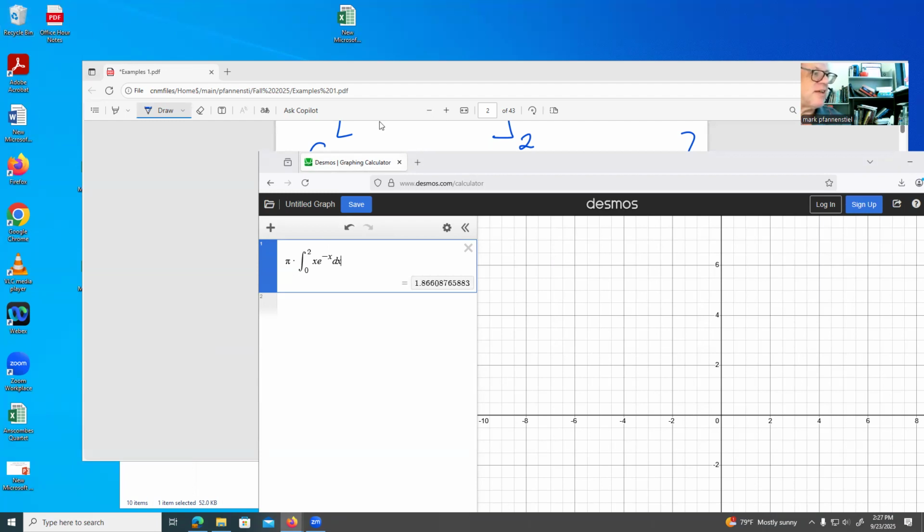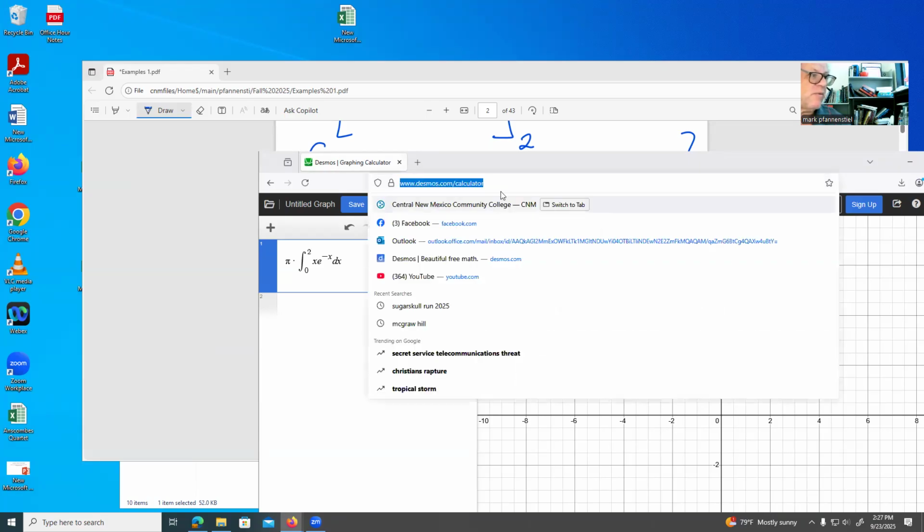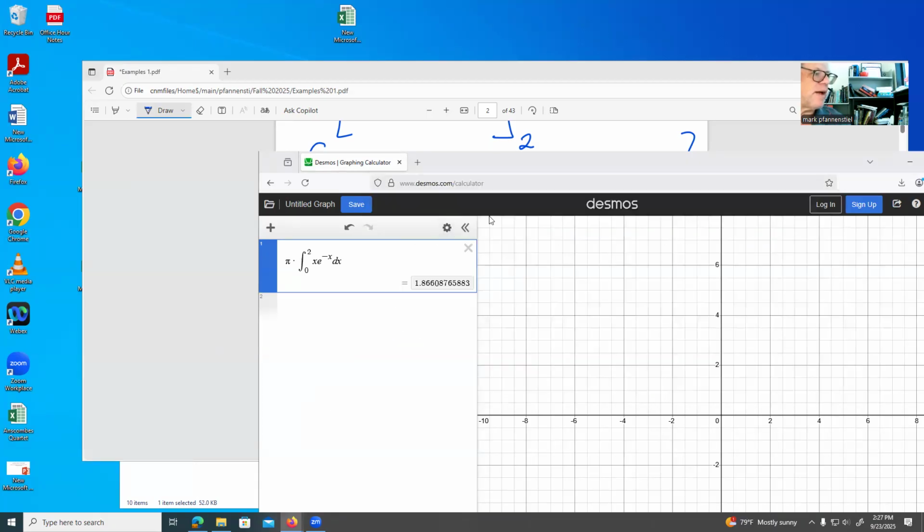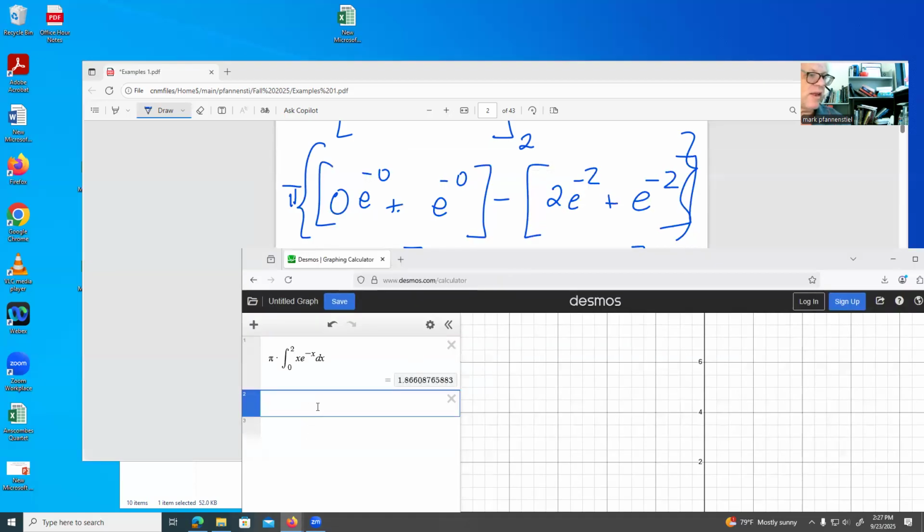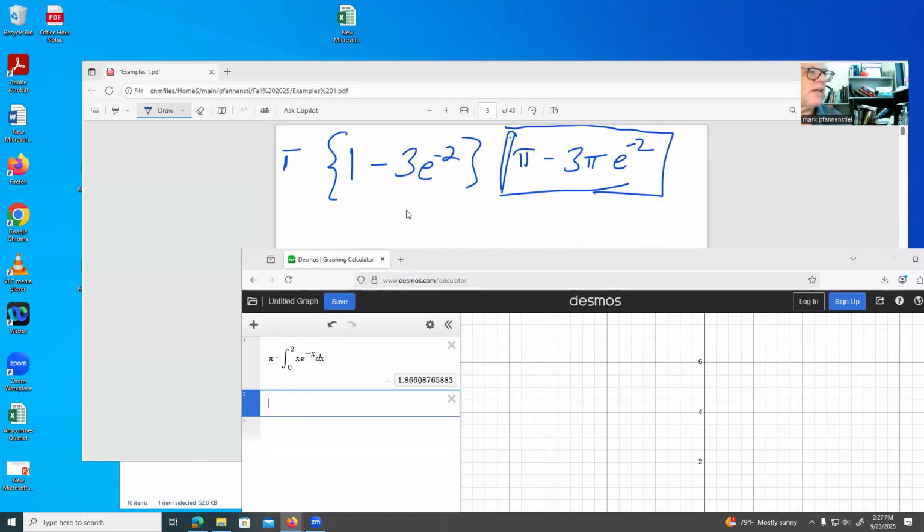Let's double check this and make sure that we actually did our arithmetic right. Let's just deal with this as a calculator rather than anything fancier. So let's see, we go down here. And what did we end up with? I'm going to just type it in. We have pi minus 3 times pi, and then times e to the minus 2 power. We'll see what we have there.